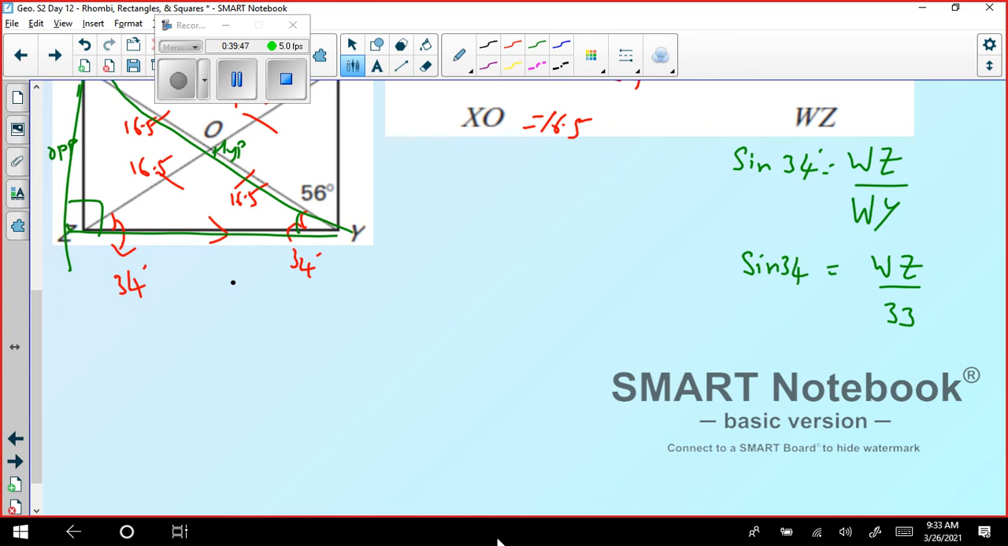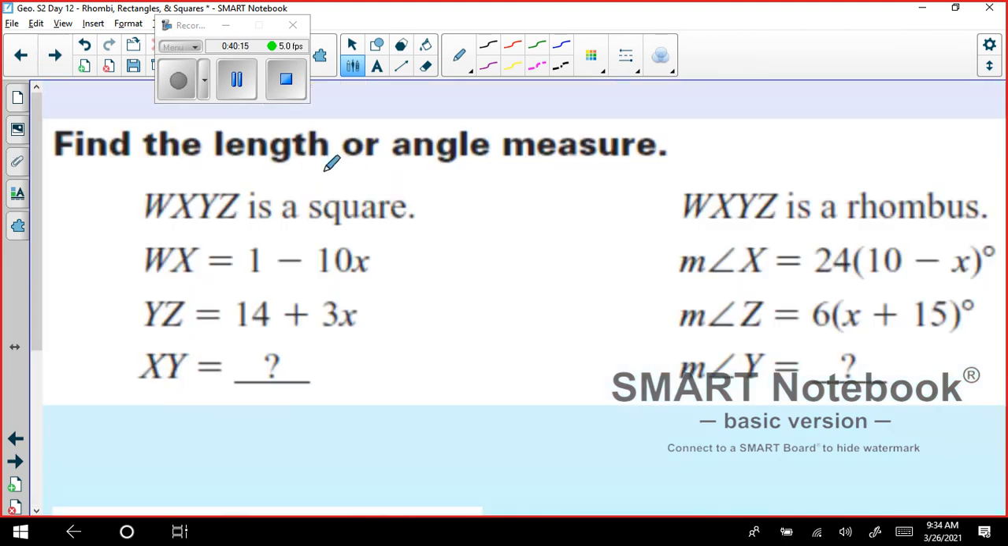And further simplify this, multiply by 33 on both sides. So 33 times sine 34 gives us WZ as 18.453. I hope this problem is clear. Let's move on to the next slide.